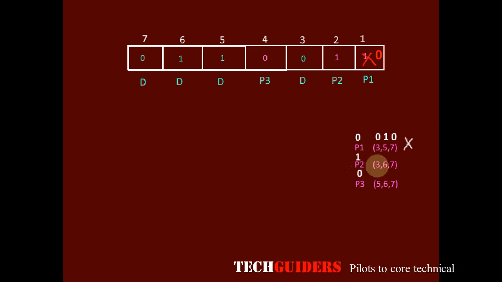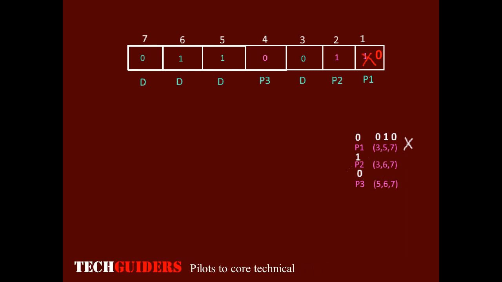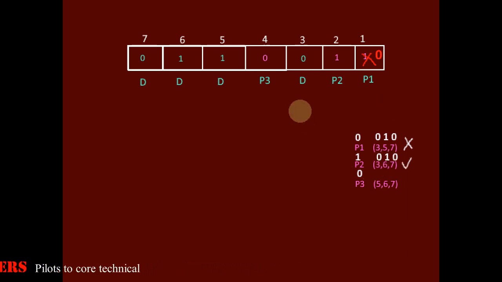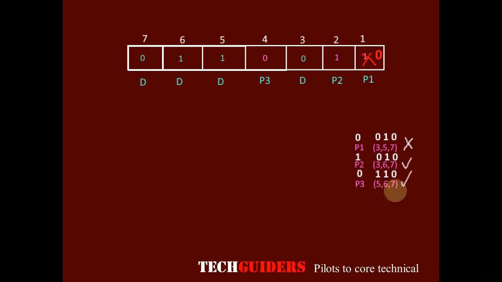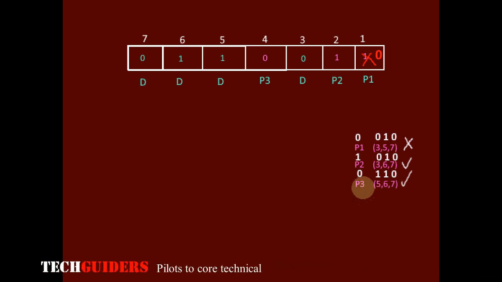Coming to P2, bit position 3 is 0, bit 6 is 1 and bit 7 is 0. Parity P2 is found to be correct. And bit position 5 is 1, 6 is 1, 7 is 0. Parity P3 is also found to be correct.